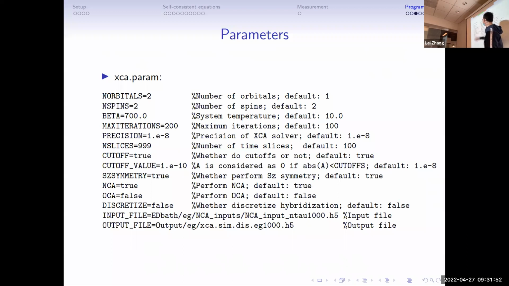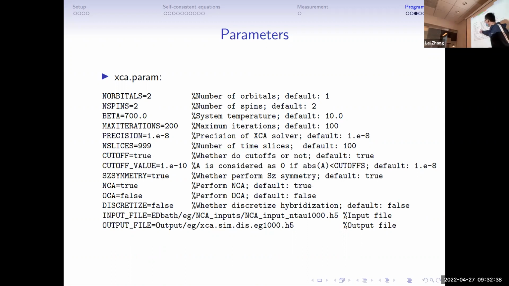Max iteration is the maximum number of iterations I use in the NCA or OCA iterations. And precision is just the precision of this solver. Once we reach this precision, the iteration will stop. And this one is the number of slices. Currently, I use a uniform mesh, but maybe I will use a non-uniform mesh later. You should be careful that n slices is the number of slices. It equals the number of tau points minus 1. By the way, for the tau points, 0 and beta are included.